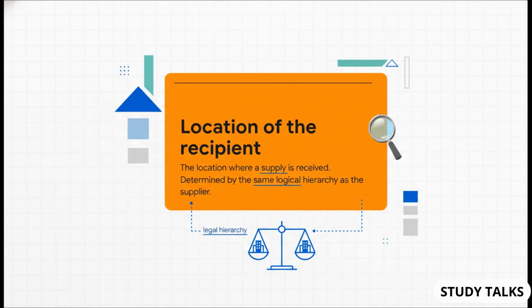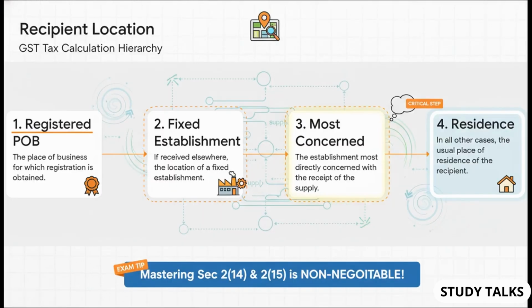Okay, that was key number 1. Now for key number 2, the location of the recipient. And the good news is the logic here is pretty much a mirror image of what we just learned for the supplier. It's the same idea, a strict legal hierarchy you've got to follow. You do the exact same thing. Where is the service being received? You start with their registered place of business. If that doesn't work, you move down the list. Seriously, getting a handle on these two hierarchies, one for the supplier, one for the recipient, is absolutely non-negotiable if you want to score well in these questions.